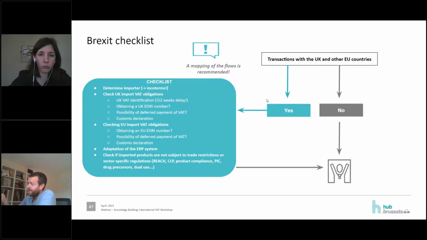What is important here, and that's what we mentioned for your checklist, if you're doing business with the UK, you need to adapt the ERP system, because it's no longer an intra-community supply of goods. A supply from Belgium to the UK will now become an export of goods, and vice versa. It's no longer an intra-community acquisition of goods in Belgium if you buy goods from the UK, but it's going to be an import in Belgium.